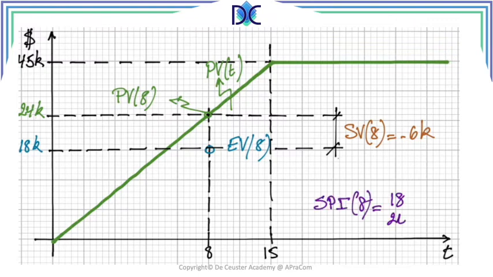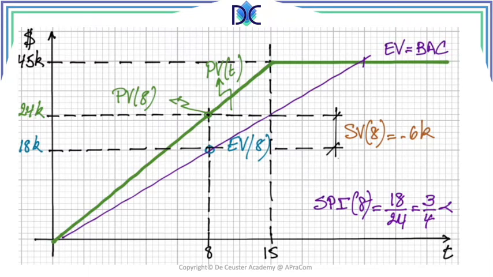The second parameter we can calculate is the SPI, which is the earned value divided by the planned value, is 3/4 or 0.75, which is smaller than 1, which corresponds with the fact that the schedule variance is negative and we are behind schedule. The next thing we do is we extrapolate the earned value. We assume that we will be creating the value at the same rate till the project is finished. And the project is finished when all value has been created. And when all value has been created, it means that the earned value is equal to the budget at completion.